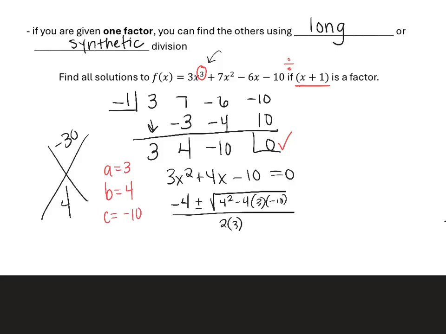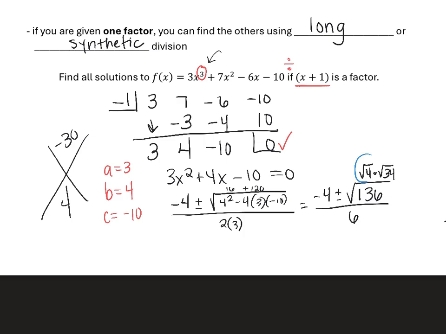Set up our quadratic formula. And then we're just going to simplify. So -4 plus or minus, 4 squared is 16, and then 4 times 3 times -10 is 120. And it'll be positive. So 16 plus 120, 136. Yep. Over 6. Remember, we always have to check that this radicand doesn't have any perfect square factors because we'd have to simplify it. It does. It's 4 and 34.